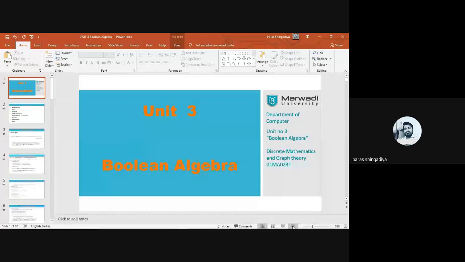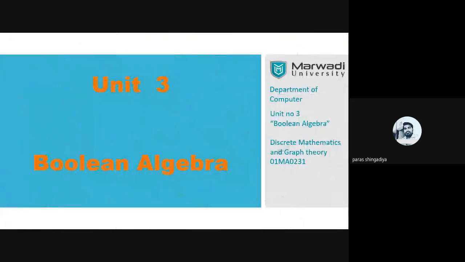Okay, so the last unit of DMGT, meaning the last unit of the discrete mathematics concept, that is unit number 3, and that is the last unit of our syllabus also, Boolean algebra.